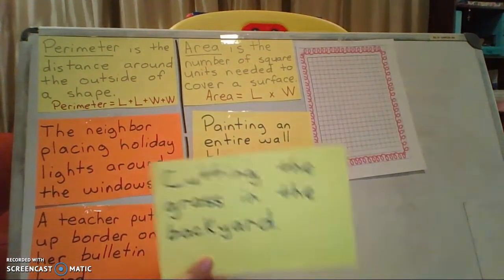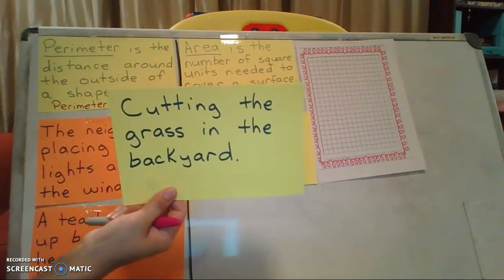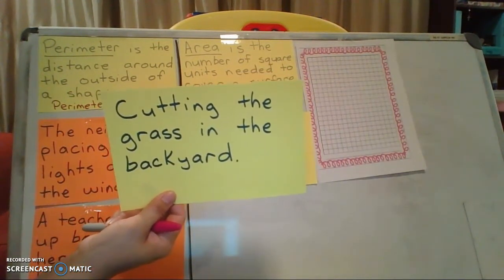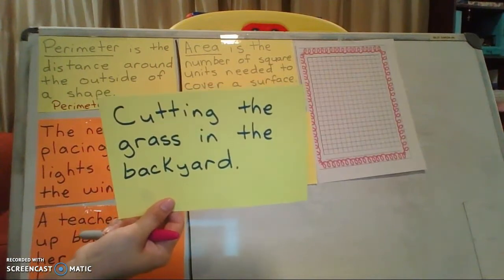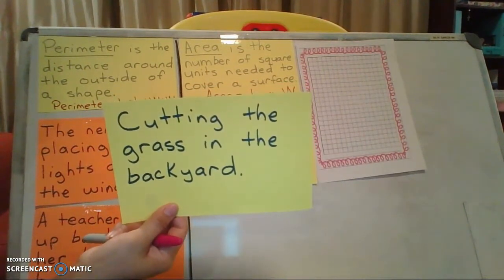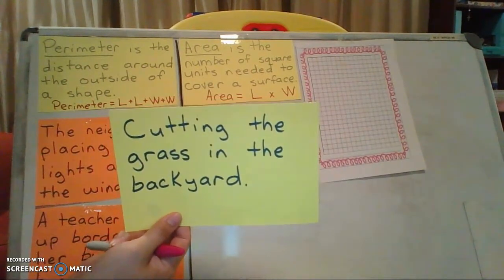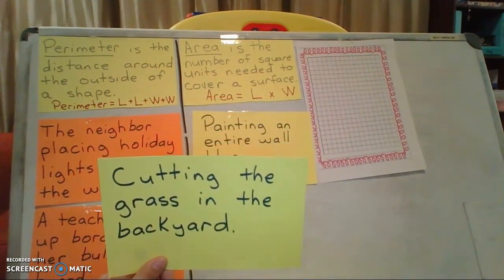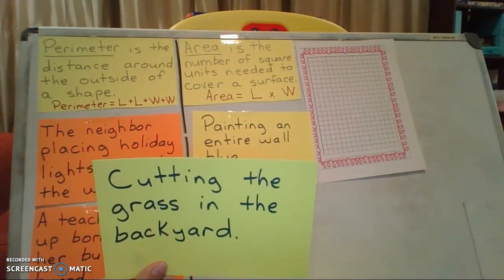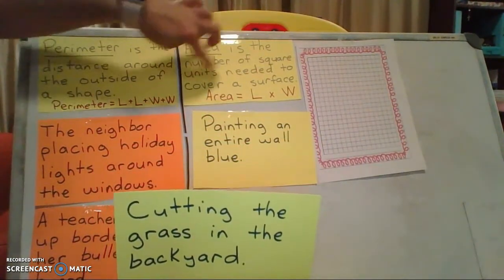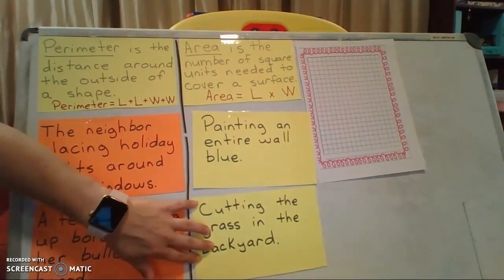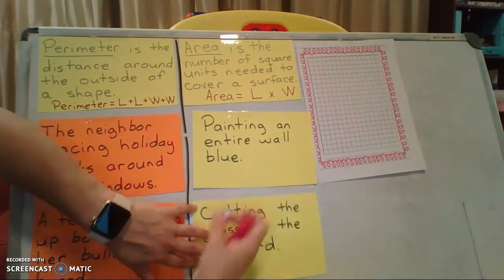Let's look at this one right here. What about cutting the grass in the backyard? Whenever you want to cut the yard, you're going to want to cut all of the grass in the backyard and not leave any patches of grass. Would this be area or perimeter? And yes, it would be the square units needed to cover the entire surface. This would be area.